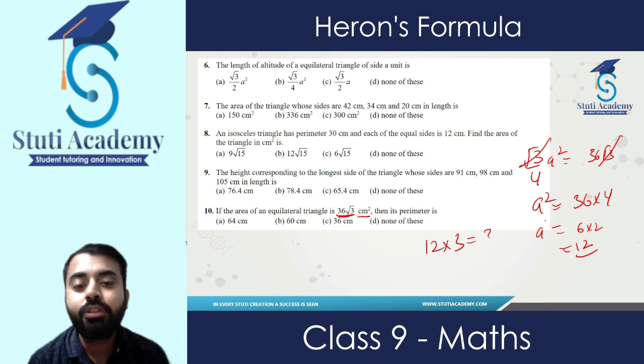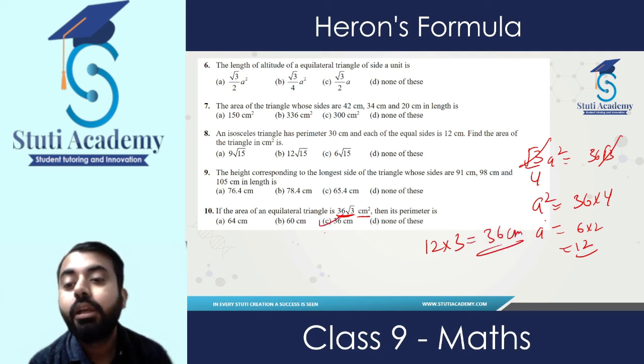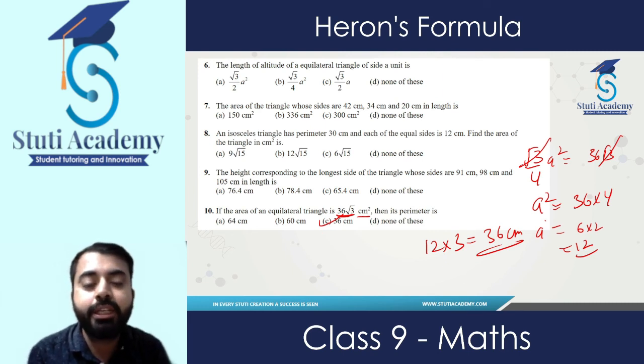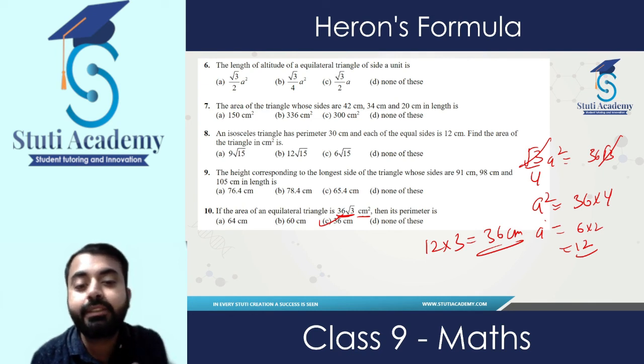12 into 3, it is your 36, right? Because I knew the area of an equilateral triangle is root 3 by 4 a square, and I knew its entire area was 36 root 3. So putting each and every value there, I got my answer. Because perimeter is 3 into side. I got my side 12, and multiplying this, you will be getting 36, right?